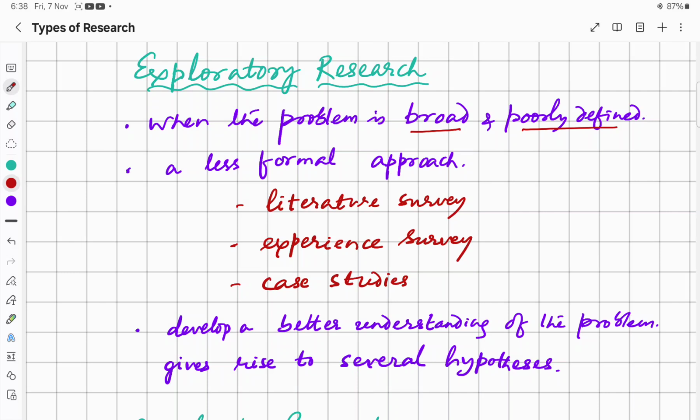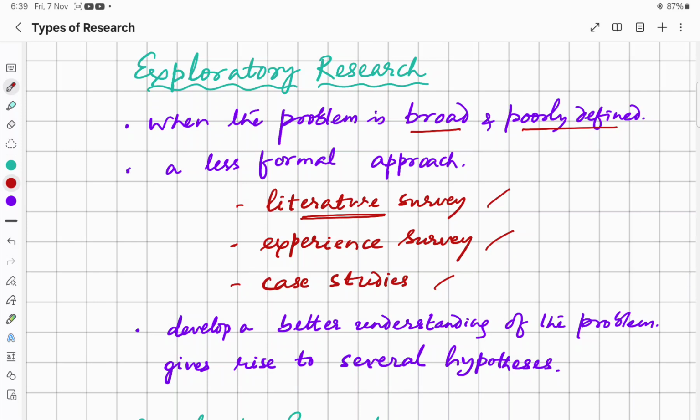So, there can be three typical approaches in exploratory research. One is literature survey, the second is experience survey, third is the case studies. The literature survey is fast and economic. Researchers develop a better understanding of a problem area in which they have limited experience. So through literature, one can have a better understanding of the problem.